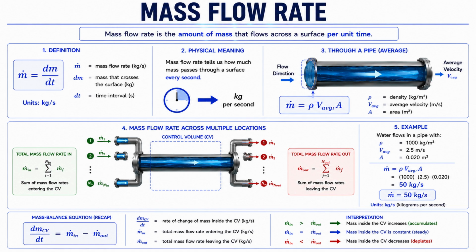A larger pipe can carry more mass. A faster-moving fluid transports more mass each second. And a denser fluid carries more mass than a lighter one, even if both move at the same speed. Together, these 3 quantities determine the mass flow rate.